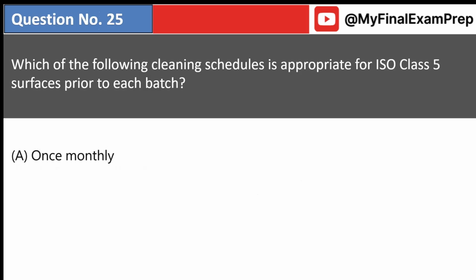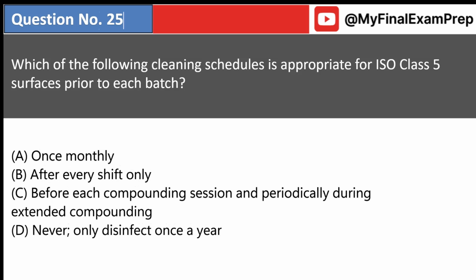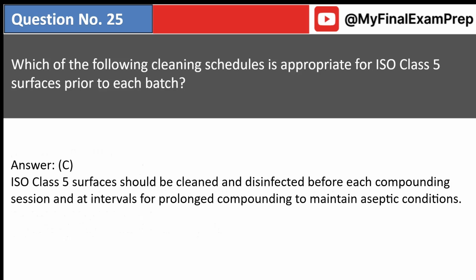Which of the following cleaning schedules is appropriate for ISO Class 5 surfaces prior to each batch? A. Once monthly. B. After every shift only. C. Before each compounding session and periodically during extended compounding. D. Never, only disinfect once a year. Answer C. ISO Class 5 surfaces should be cleaned and disinfected before each compounding session and at intervals for prolonged compounding to maintain aseptic conditions.